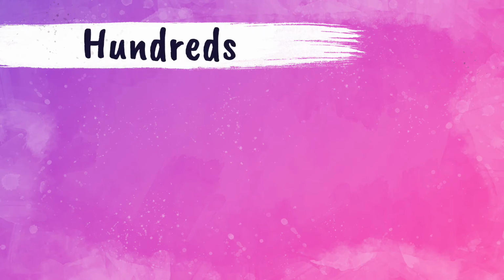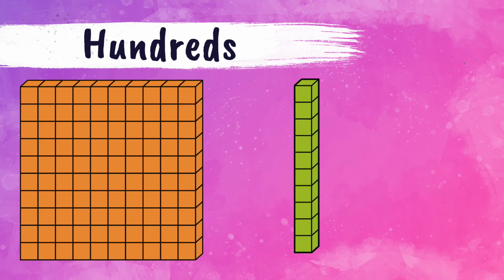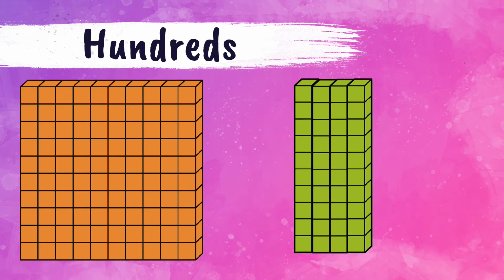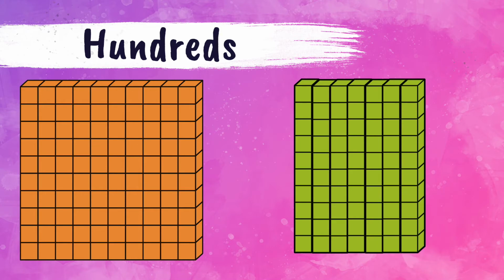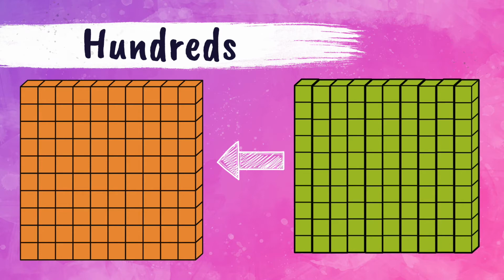The hundreds place value is represented by this block. We call this the hundreds block. It takes 10 of the 10 blocks to make 100. 1, 2, 3, 4, 5, 6, 7, 8, 9, 10. If we count by tens, we can see that 10 of the 10 blocks makes 100. 10, 20, 30, 40, 50, 60, 70, 80, 90, 100.